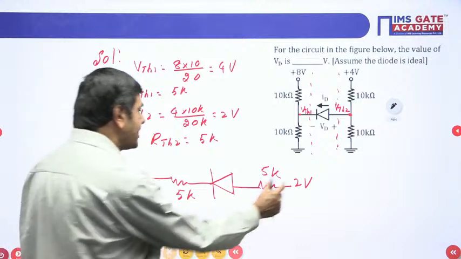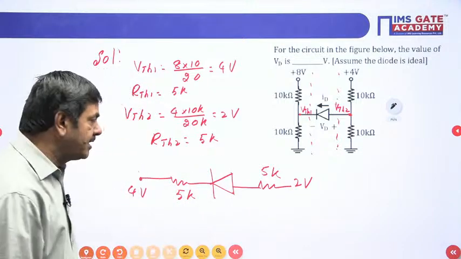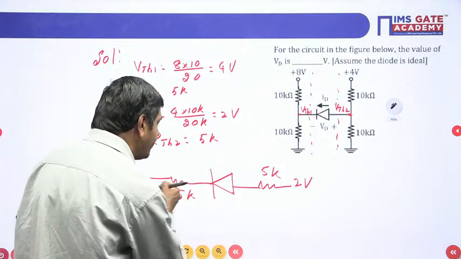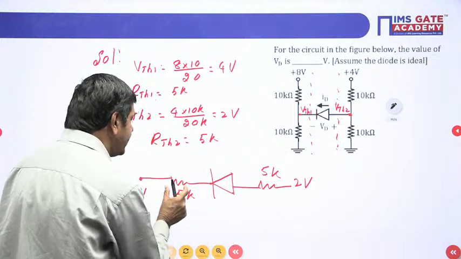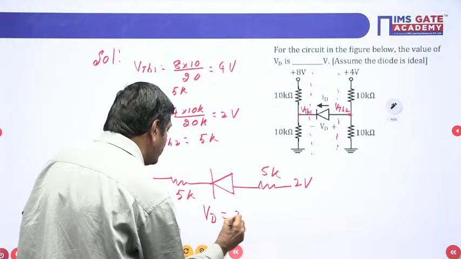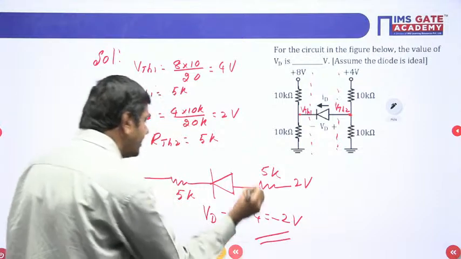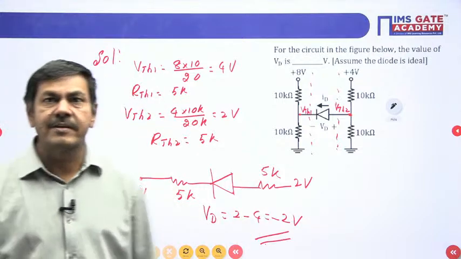Anode voltage is less than the cathode voltage. The diode is reverse bias. If the diode is reverse bias, no current will pass. The drop across 5K is 0, the drop across the other 5K is 0, and the voltage across the diode equals 2 minus 4. It becomes -2 volts only. This is the solution for this question. In such a way we can tackle this question.